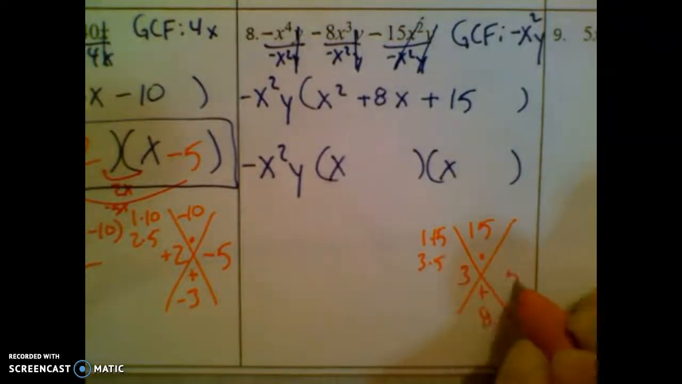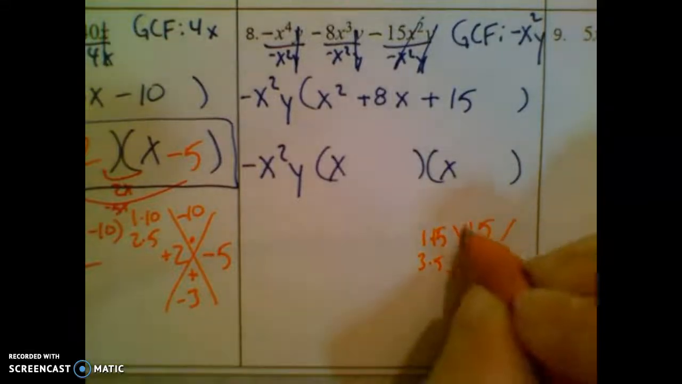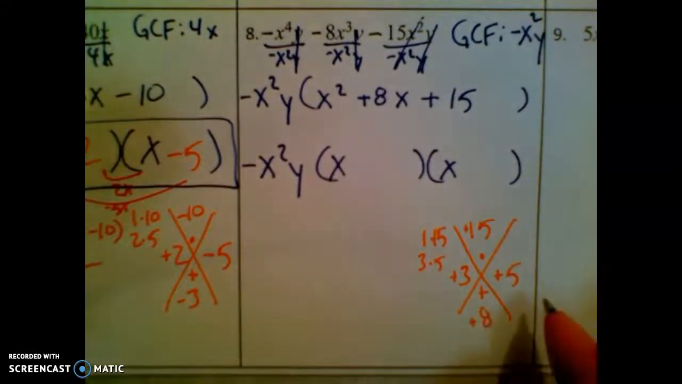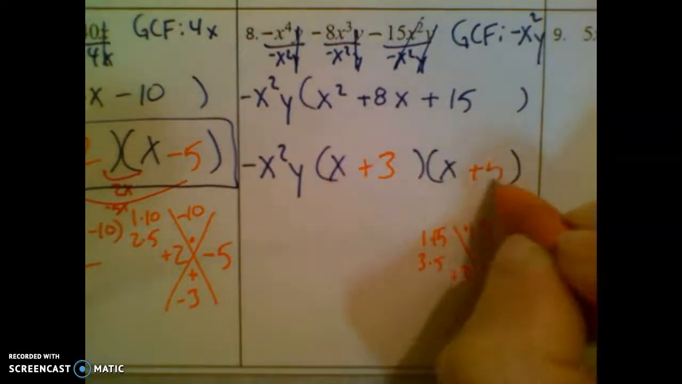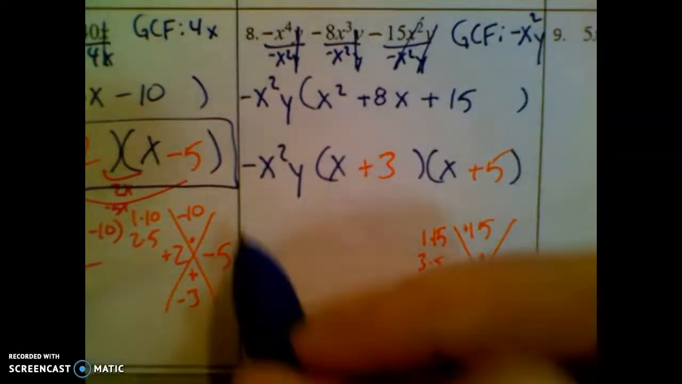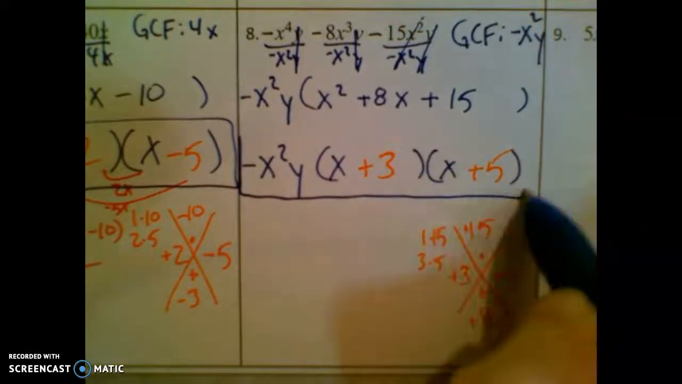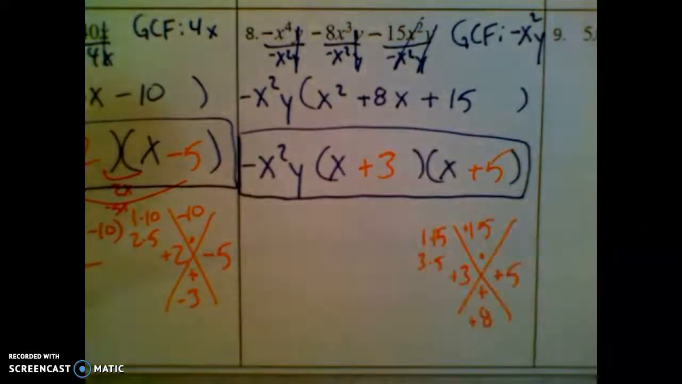So 3 and 5. I want a positive 8, so I need a positive 3 and a positive 5. Double check, does positive 3 times positive 5 give you positive 15? Yes, it does. So plus 3 and plus 5. And that is our final answer. And again, you can check this by multiplying out and making sure the answer works.